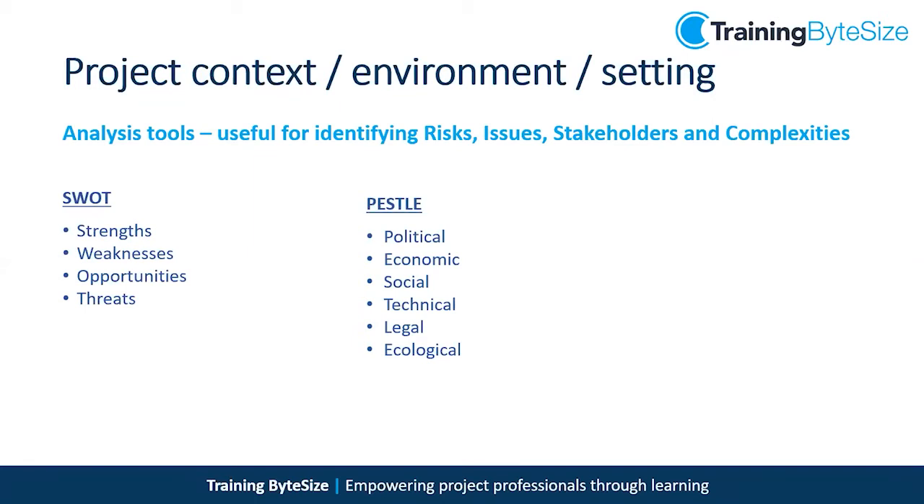So strengths and weaknesses, what strengths and weaknesses do we have in the organization? Opportunities and threats are what sits outside an organization. PESTLE is what political risks, stakeholders, complexities do we understand? Economic risks, stakeholders, social risks, stakeholders, etc.